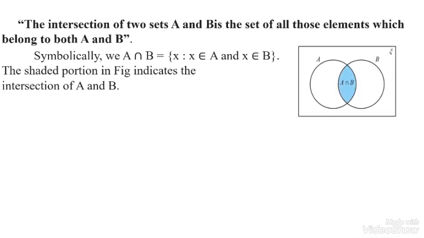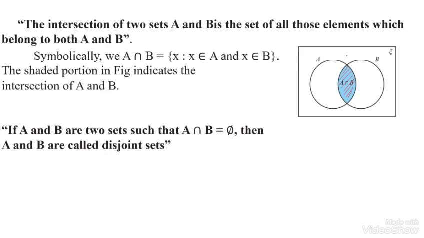This is the representation of the Venn diagram. The shaded region, the only common region, represents A intersection B. If A and B are two sets such that A intersection B is equal to the null set, then A and B are called disjoint sets. Let me take one example.